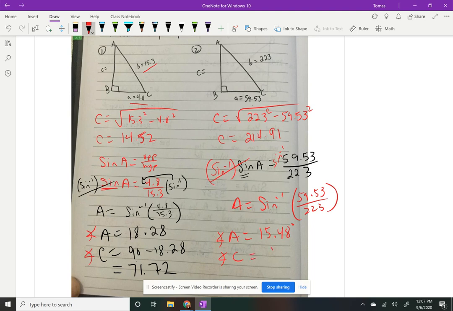Well, all we do, we take 90 and subtract it from this. Well, not from this, but we subtract this from 90. There we go. So 90 minus 15.48, and we get angle C equals 74.52 degrees.